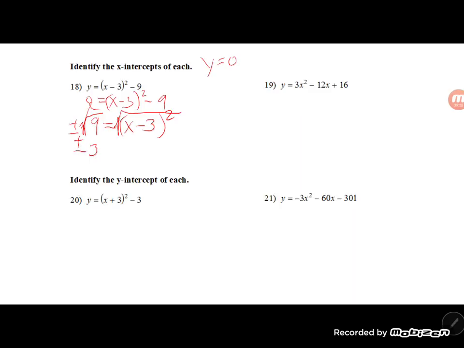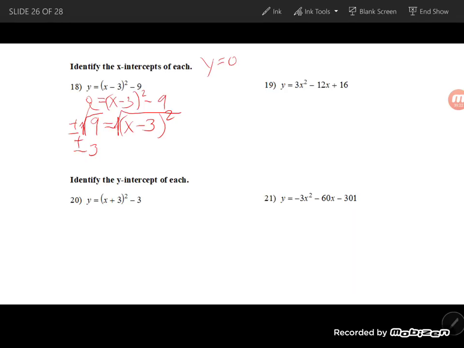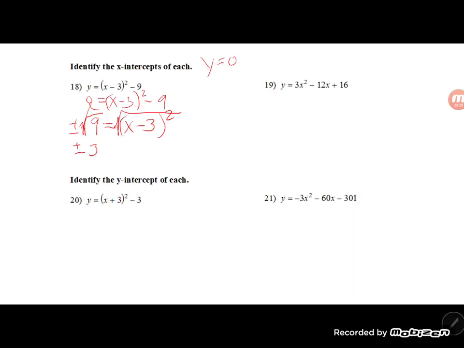Oof. Let's rewrite this. Alright, so this will be plus or minus 3, which will be equal to now just x minus 3. We're going to add 3 to both sides, so I'm just going to scoot my plus or minus 3 over, and then add 3 to it. Okay. Remember, when I write plus or minus, that's just a shorthand way of saying both the positive and negative 3. So there's two values that are stored in there, positive and negative 3.